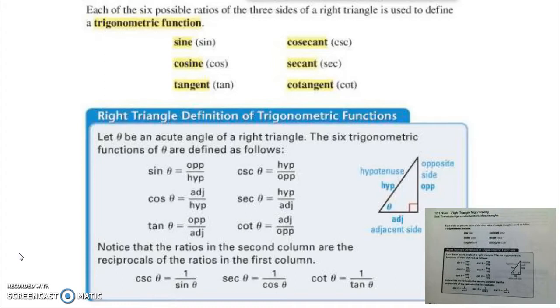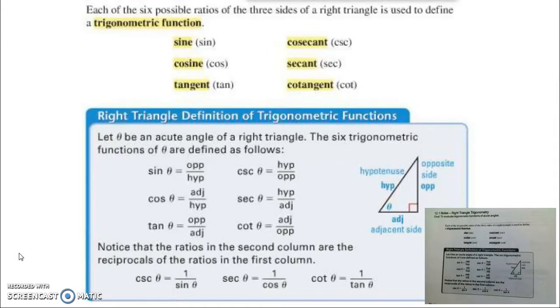And it turns out that if we take those ratios and we invert them, the inverse of sine is the cosecant, CSC. The inverse of cosine is the secant, SEC. And the inverse of tangent is the cotangent, COT. Each of these represents a particular pair of sides making a ratio.